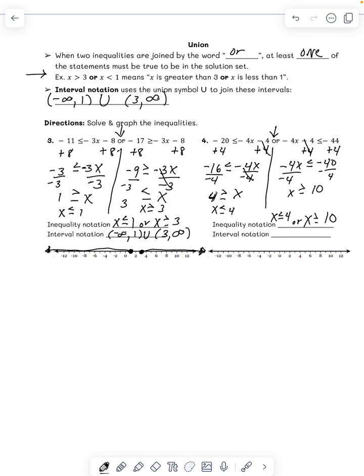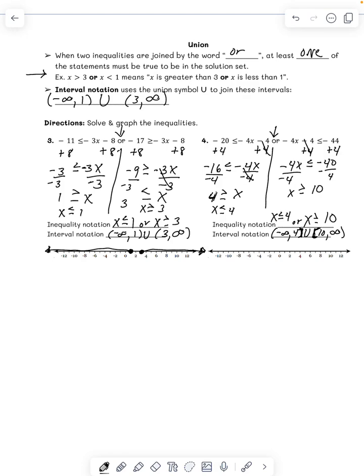And then if I were to write this in interval notation, I know it's going to go from negative infinity to 4. I'm going to use that union symbol. And then I know it's going to go from 10 to positive infinity. But I want to make sure I use a bracket here and I want to make sure I use a bracket here.